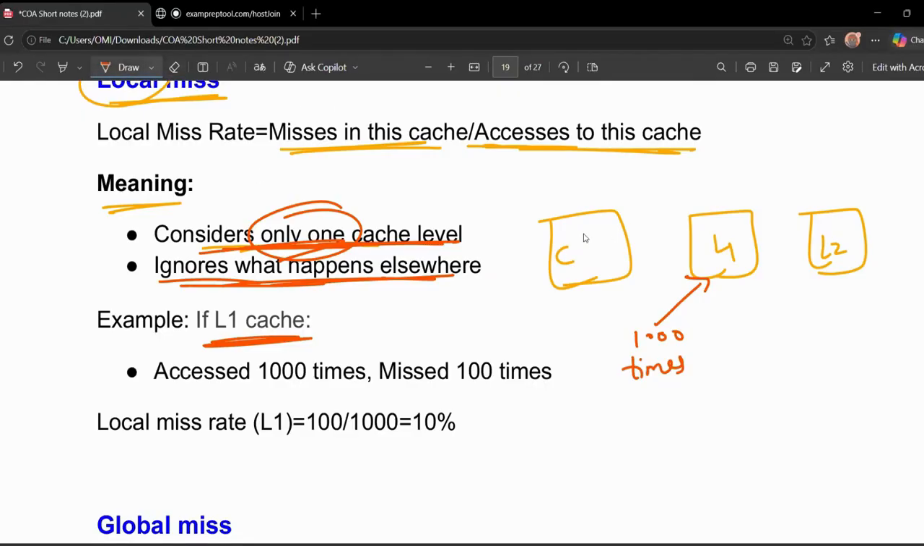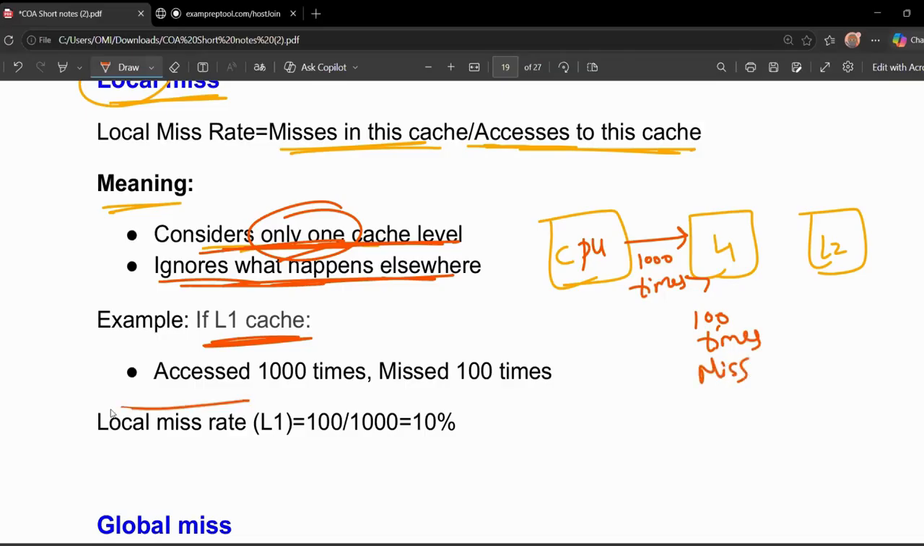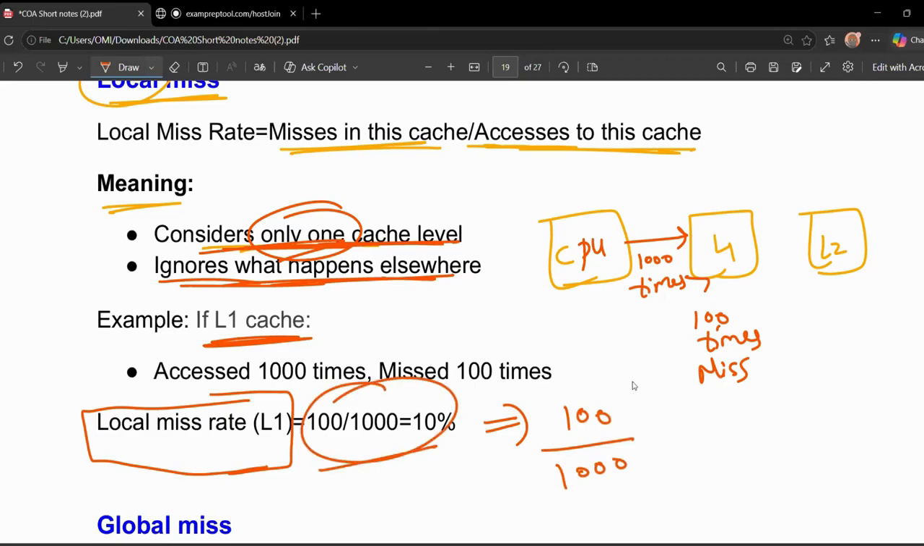Now, if this is your CPU, and this is accessed 1000 times, and 100 times there is a miss, what will be the local miss rate of L1? The local miss rate of L1 will be 100 divided by 1000. So that's why you have to look at the local miss rate.